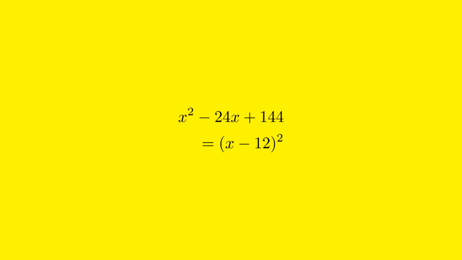By identifying that the original quadratic, x squared minus 24x plus 144, can be expressed as x minus 12 squared, we fully simplify the problem. This confirms that the quadratic expression factors neatly into a perfect square binomial. Thus, the final expression is x minus 12 squared.